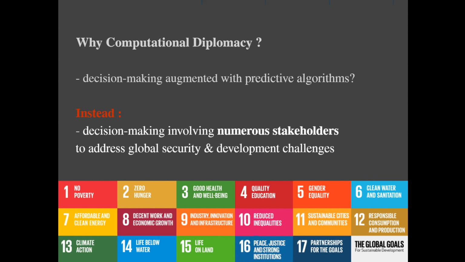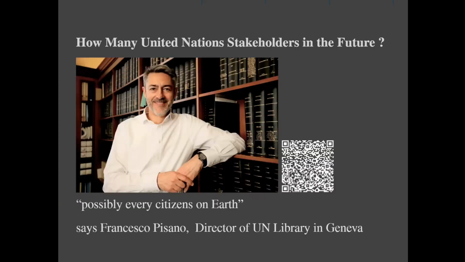Now, this is an interesting question that we try to address in Geneva. There's a guy who is the number 4 of the United Nations in Geneva, the director of the UN Library, Francesco Pisano. He is one of the people who knows the most about multilateralism, and we asked him what the future of multilateralism should be. His answer was having, asymptotically, possibly every citizen on Earth be a stakeholder, thanks for the definition of stakeholder before, in the global decisions for the big challenges. There's a podcast by Francesco Pisano.